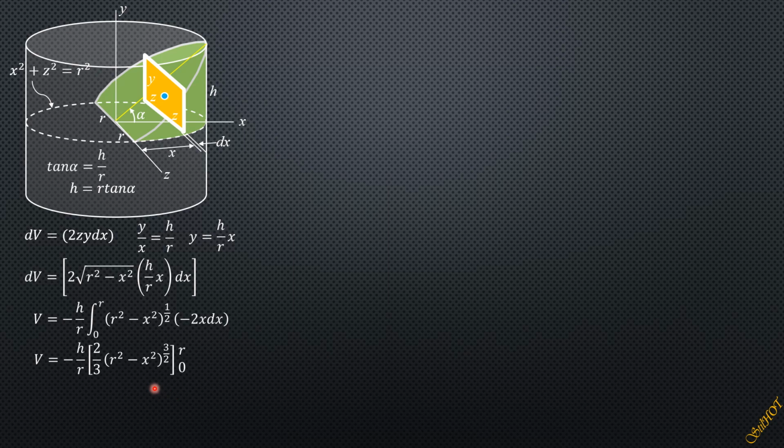Then if we substitute the upper limit, we have r squared minus r squared, so 0. Then the lower limit: r squared minus 0 squared, quantity to the 3/2, so minus quantity r squared minus 0 squared to the negative 3/2. So that's negative r cubed. So negative r cubed times negative 2/3 of h over r would be positive 2/3 r squared h. So volume is negative 2h over 3r, quantity 0 minus r squared minus 0 squared to the 3/2.